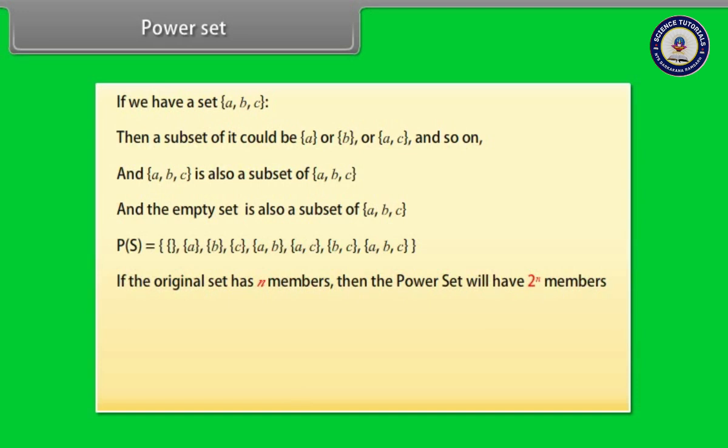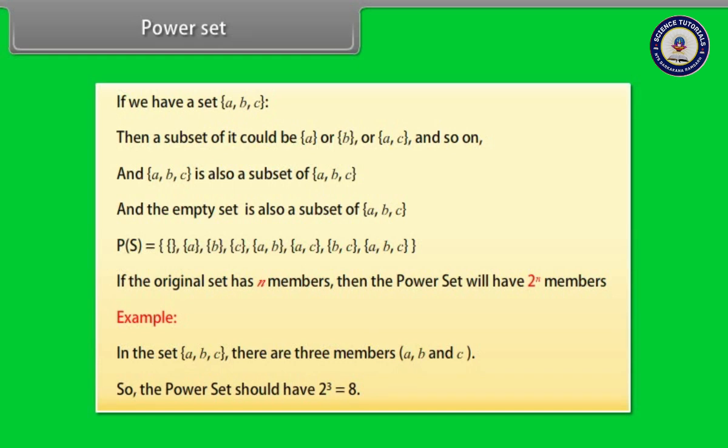If the original set has n members, then the power set will have 2 raised to power n members. Example: in the set {A, B, C}, there are 3 members A, B, and C. So, the power set should have 2 raised to power 3 equal to 8, which it does.